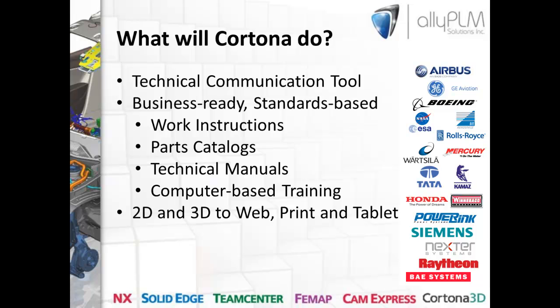On the right-hand side of this slide, we can see some of the companies who are currently taking advantage of Cortona's powerful capabilities, such as GE, Honda, Rolls-Royce, and Mercury, just to name a few. So we have some big names already taking advantage of Cortona3D. They've seen its power and decided to adopt it into their toolbox.